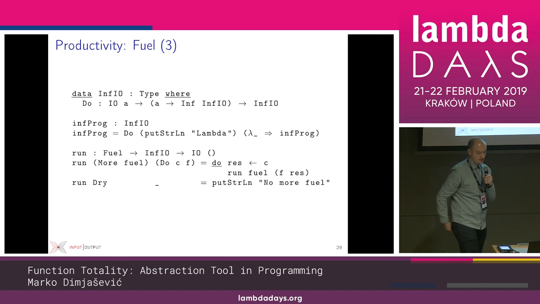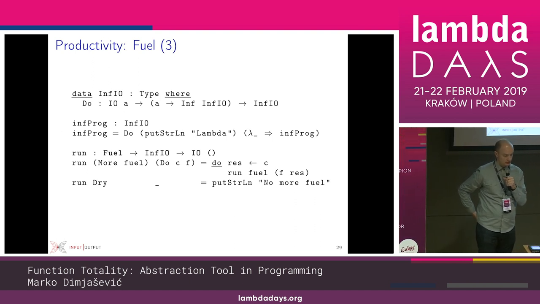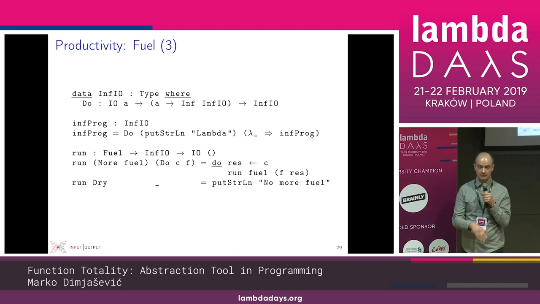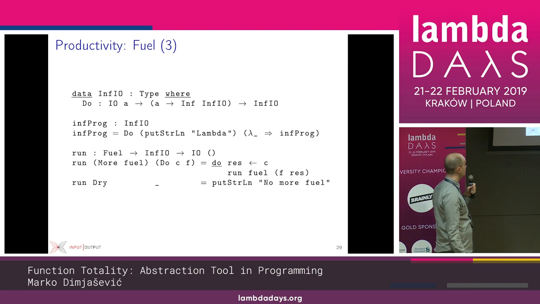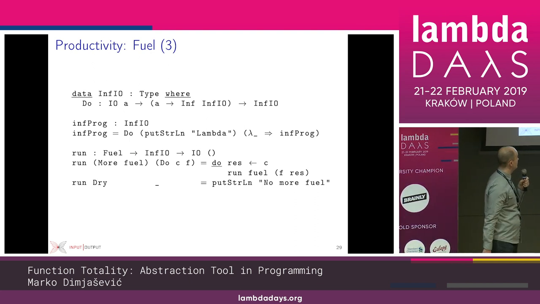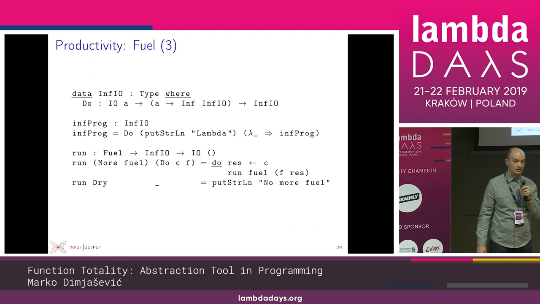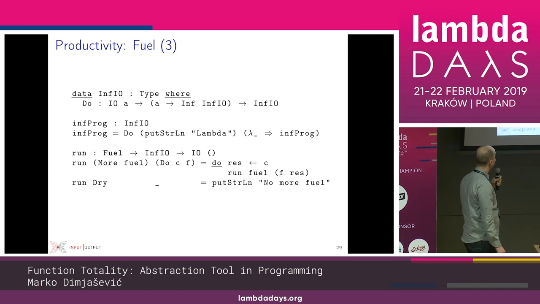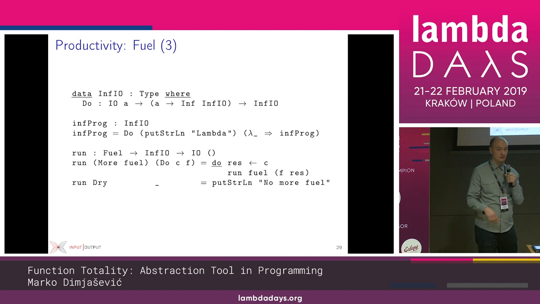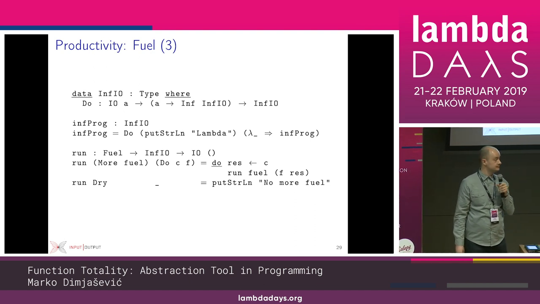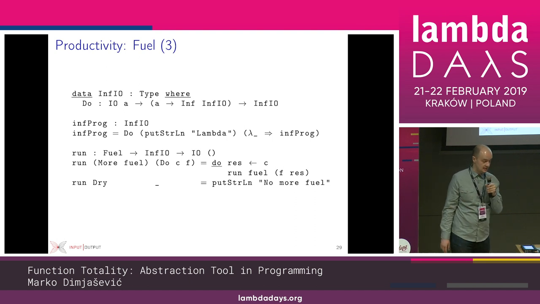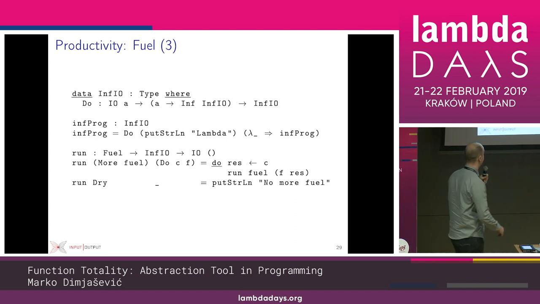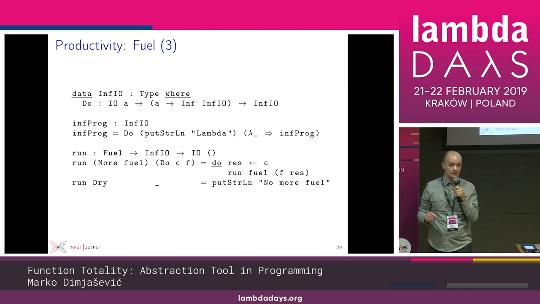And here is an improved version that will actually be total. So again, just like before, we have the Inf IO data type. It's the same as before. And the same example program, Inf Prog. But now our function that runs our programs described in this simple language, Inf IO, takes another argument compared to our earlier version. It's just fuel. And we do pattern matching on these two cases. So either we are out of fuel, it's this last case, and then we don't care what's the value of the second argument. And simply we say, okay, we are out of fuel.